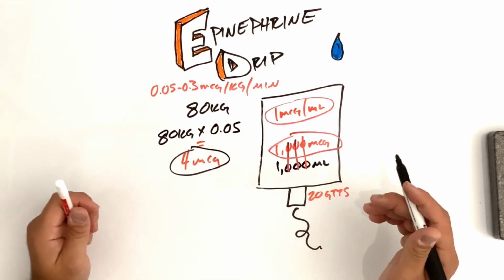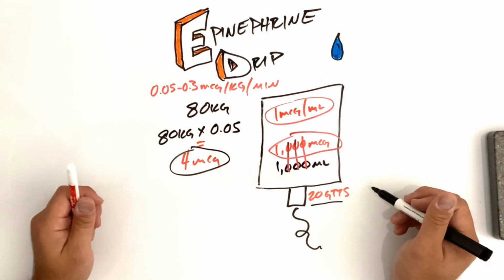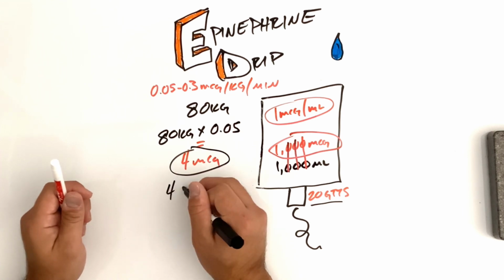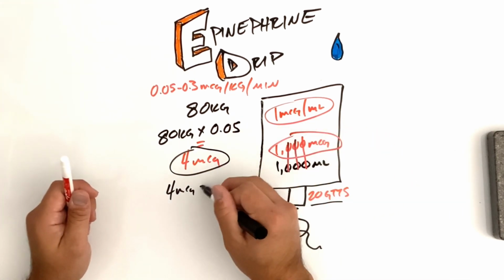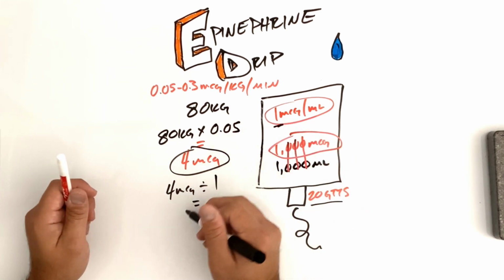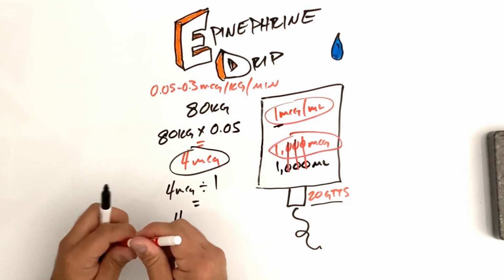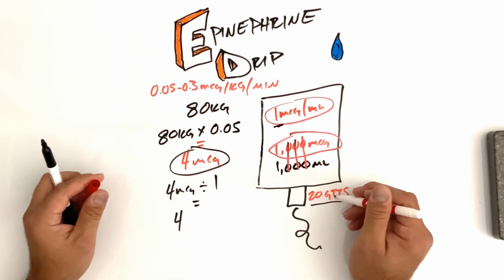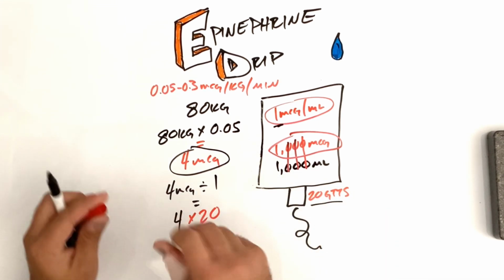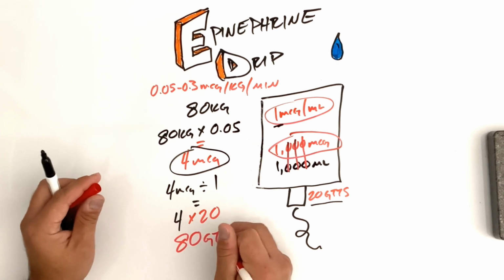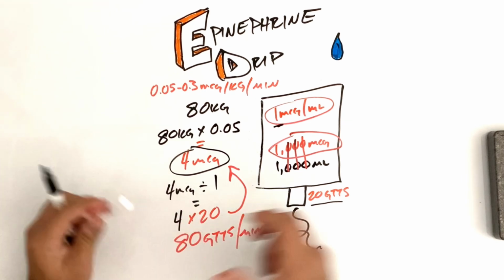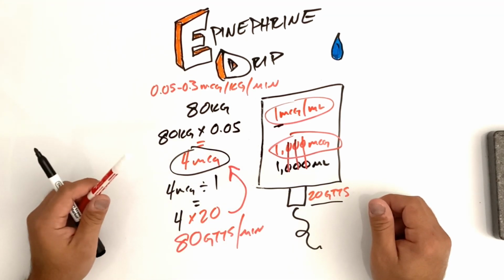How do I find out how many drops? I'm going to be using a 20 drop set for this example. The next step is I'm going to take my 4 micrograms and divide it by my concentration, which is 1. Obviously, that's going to give us 4 again. And then to identify how many drops, I'm going to take my drop set, which is 20, multiply 4 times 20, and that's going to give me 80 drops a minute. That's going to achieve the 4 micrograms per minute that we want to start delivering to our patient.